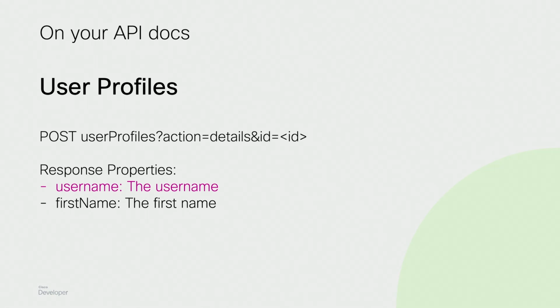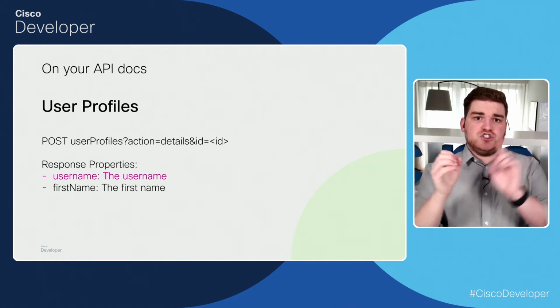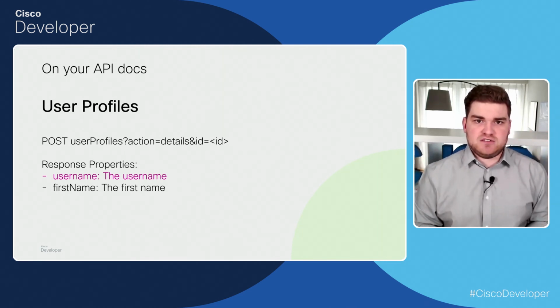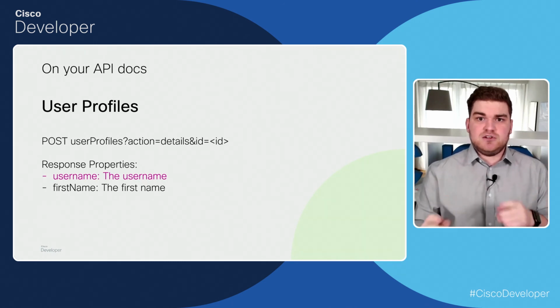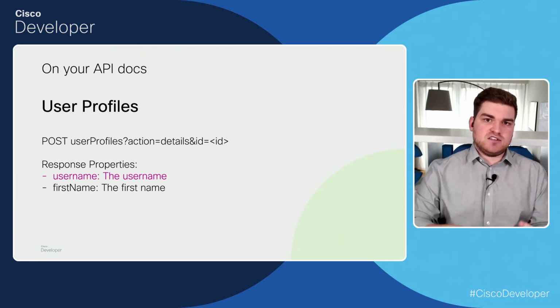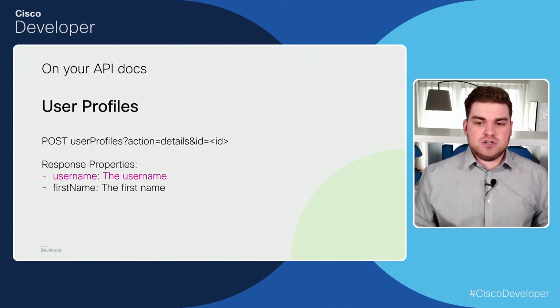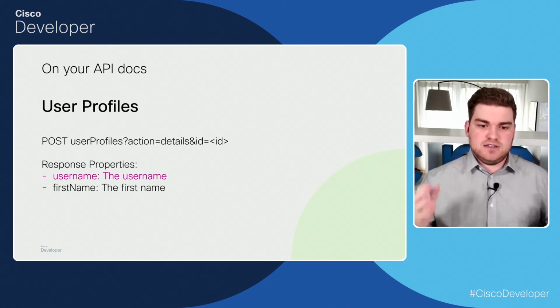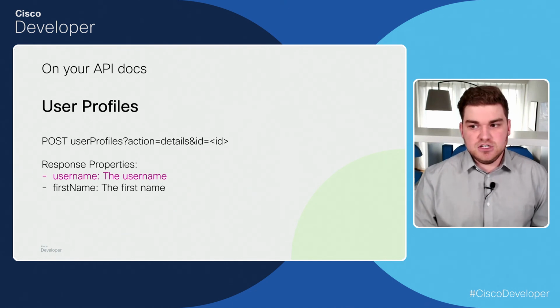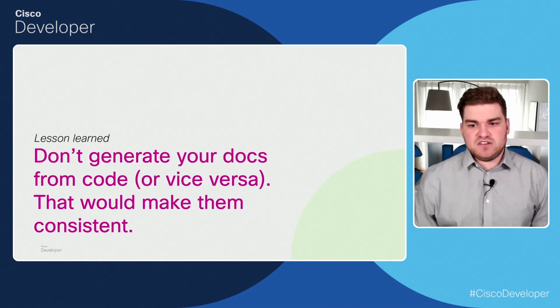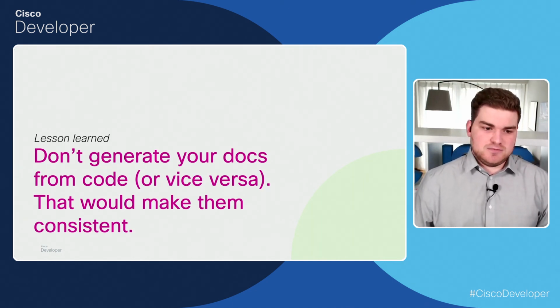And the best way to introduce that is not by going either you first design the contract of your API and then you generate the code based on that, or you have the code and you generate the documentation based on that. Don't do either of these ways, because if you do, you're going to have consistency between your docs and your actual code that's running on the server. You don't want consistency. Inconsistency is key here. So don't generate your docs from code or vice versa. That would make them consistent.